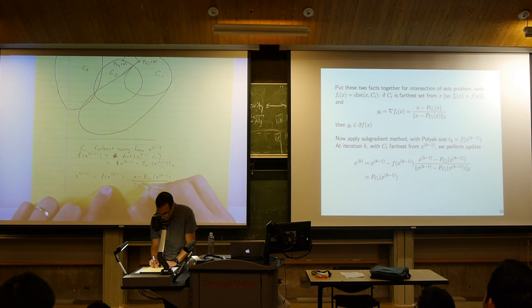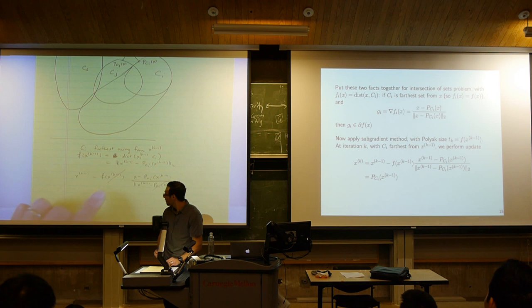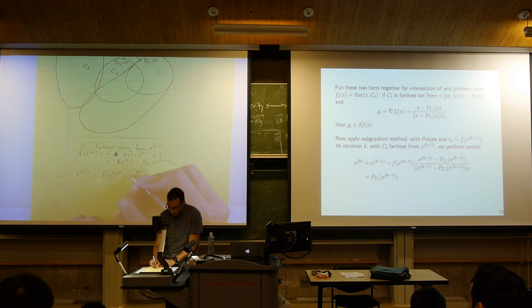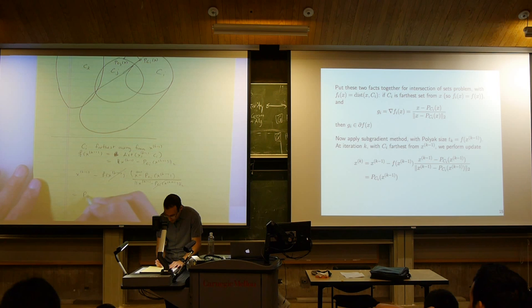And you can see what happens is these things cancel, right? These are the same. So the subgradient update is nothing more than just x_{k-1} minus the quantity x_{k-1} minus its projection onto the set C_i. So it just becomes the projection of x_{k-1} onto the set C_i. So this is the subgradient update.